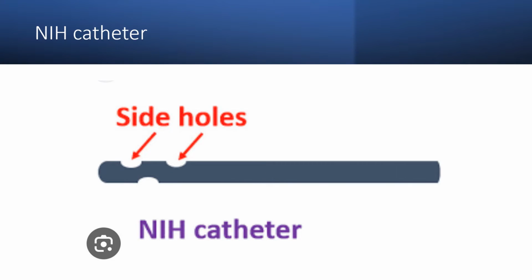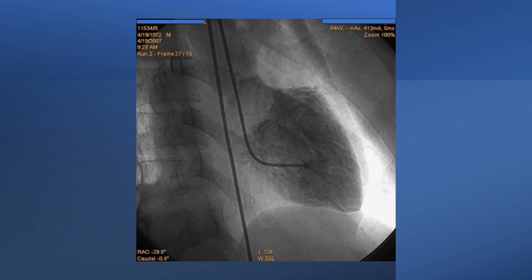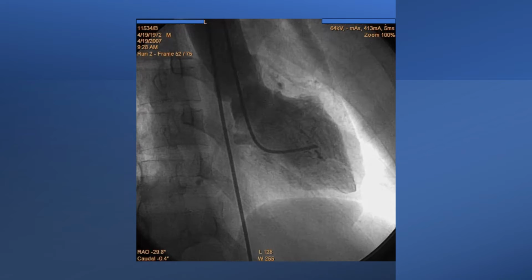Other catheters are sometimes used, like the NIH catheter, which has side holes without an end hole, and this decreases the risk of injury to the myocardium. Here we can see an LV angiogram done by an NIH catheter.